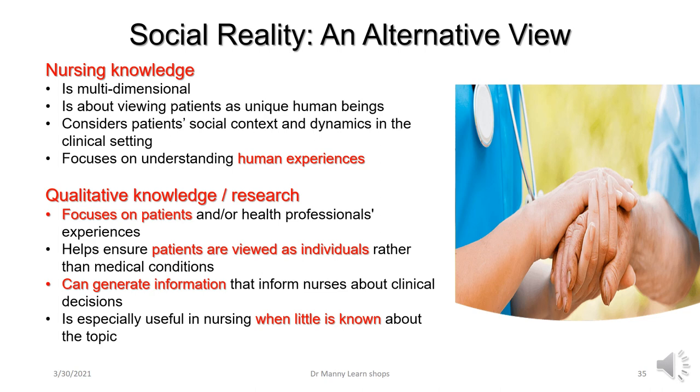And it can generate information that informs you as nurses about clinical decisions. And it's especially useful in the nursing literature when little is known about the topic, because it's qualitative research that discovers new issues that the quantitative researchers, or researchers that use the scientific method, use. They need the qualitative data first to determine whether they can do other research.